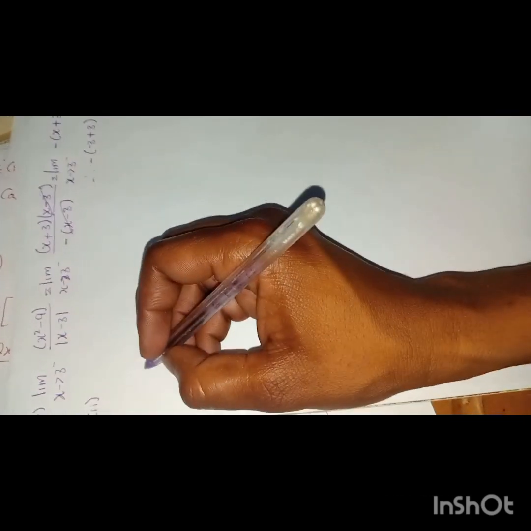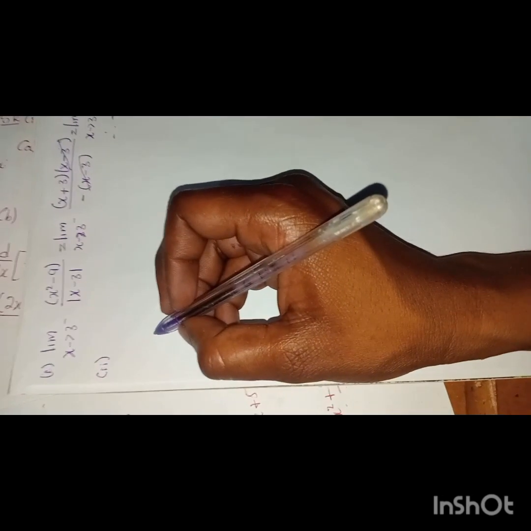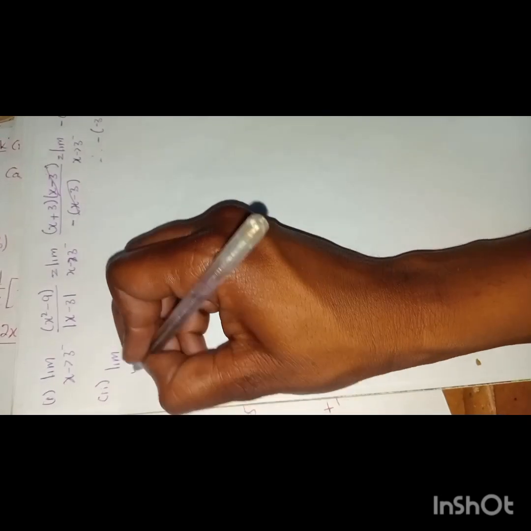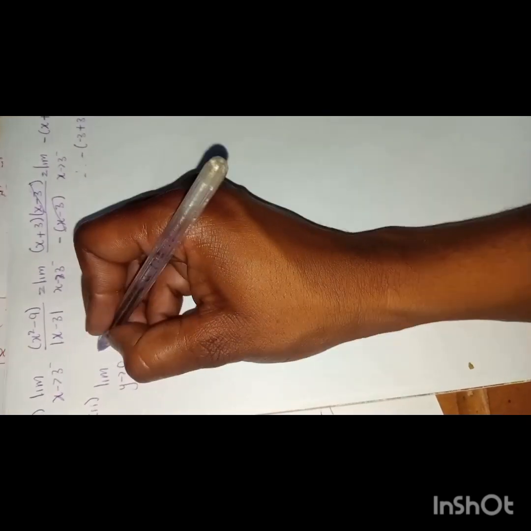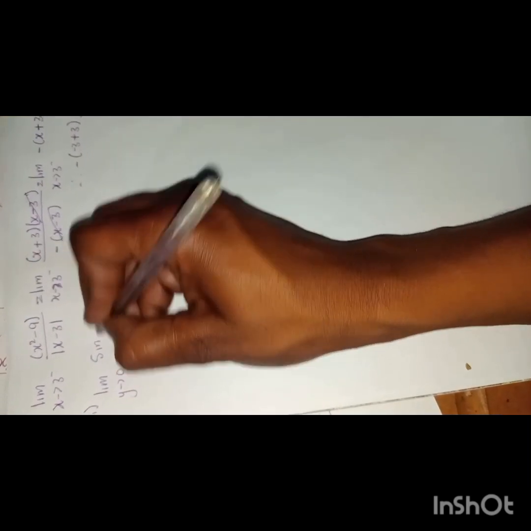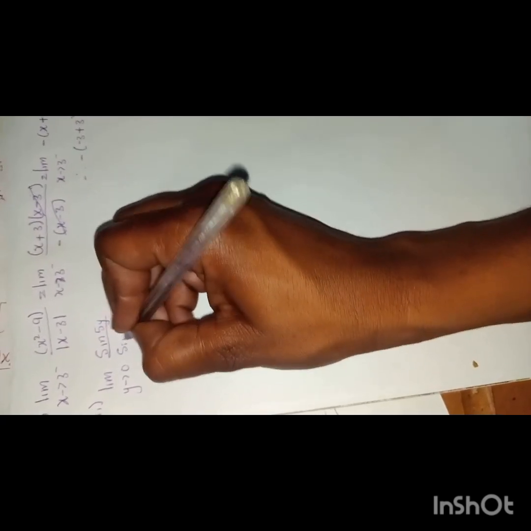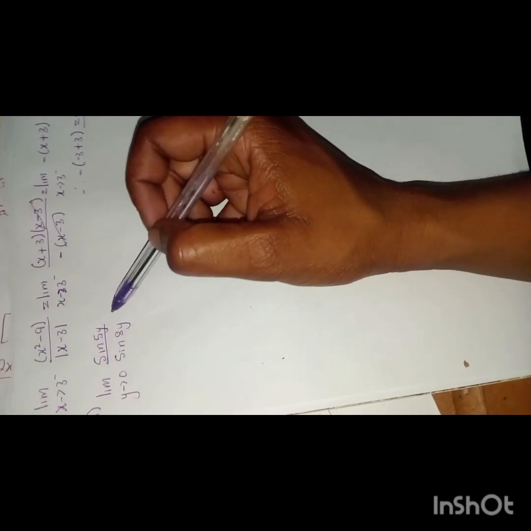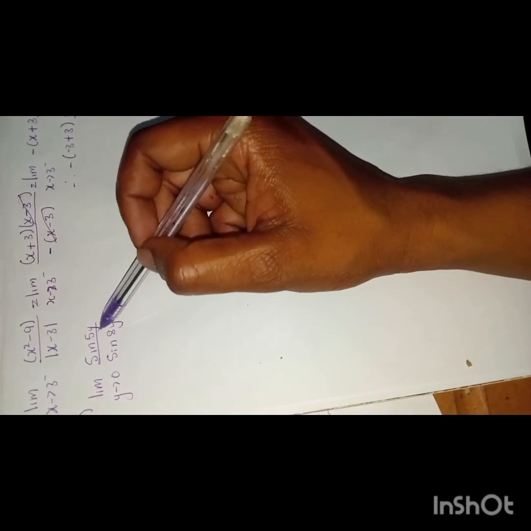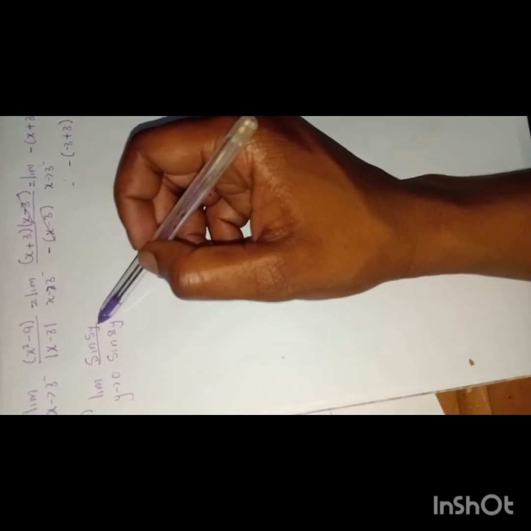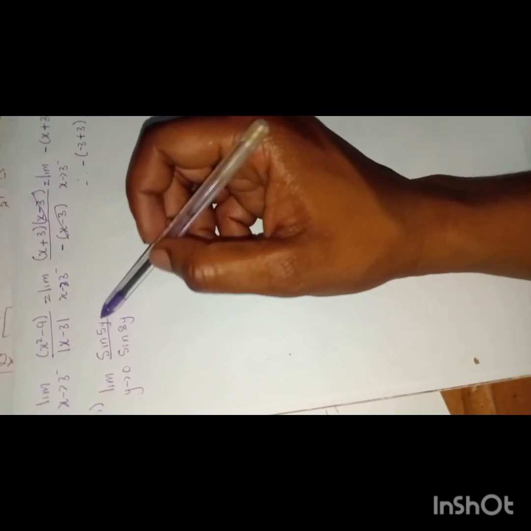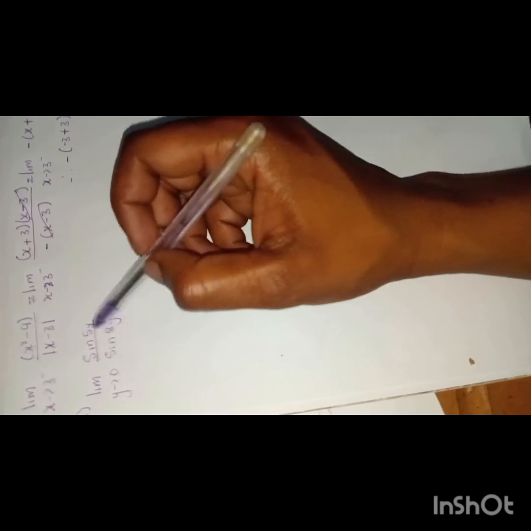So the second one, this is the last of the last of it today. So lim of y approaches 0 of sine 5y all over sine 8y. Remember, in this case we're having the rules which state that we need to make this.